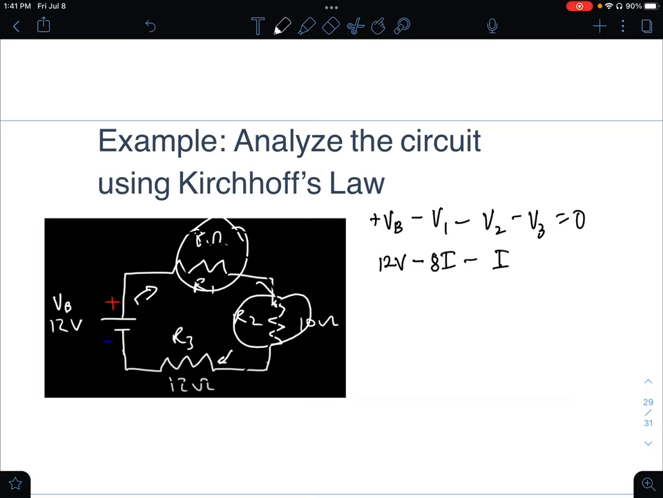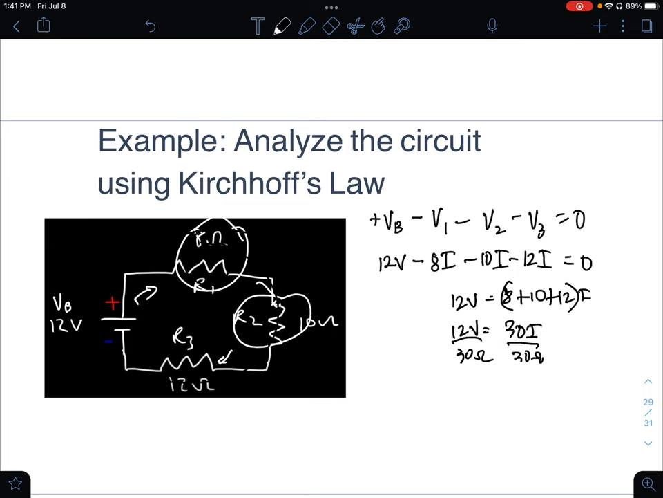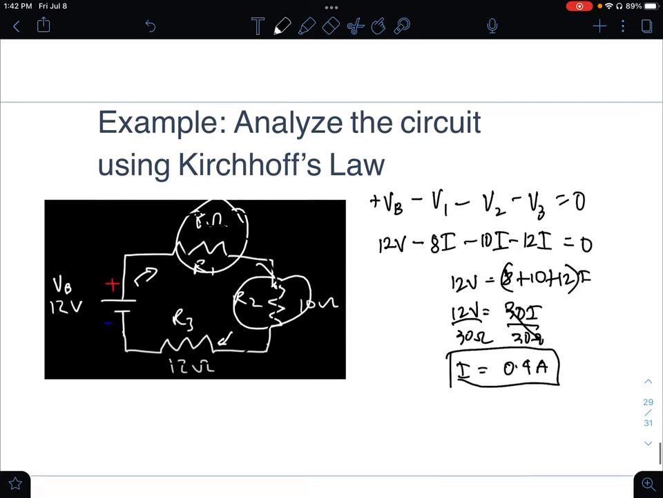So, I. And then, the resistance is 10. Minus, sa voltage 3, IR, so I times the resistance, which is 12, is equal to 0. So, therefore, 12 volts is equal to 8 plus 10 plus 12. So, 12 volts is equal to 30I. Or 30, ohms na siya, right? So I is equal to volts over ohms, that's 12 over 30, or 0.4 amps.